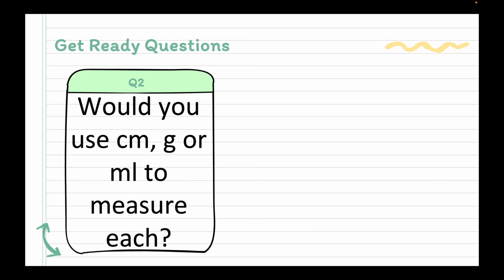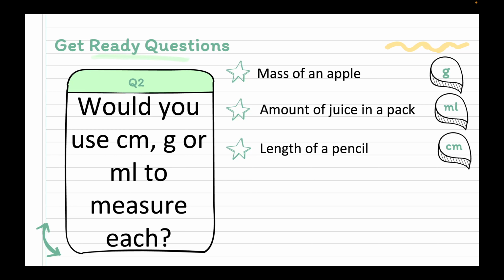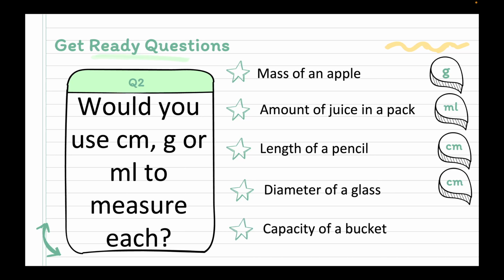In question number 2, you have to select which is the best unit to measure each of these. Mass of an apple will be measured in grams, amount of juice in a pack in ml, length of a pencil in centimeters, diameter of a glass in centimeters, capacity of a bucket in milliliters.